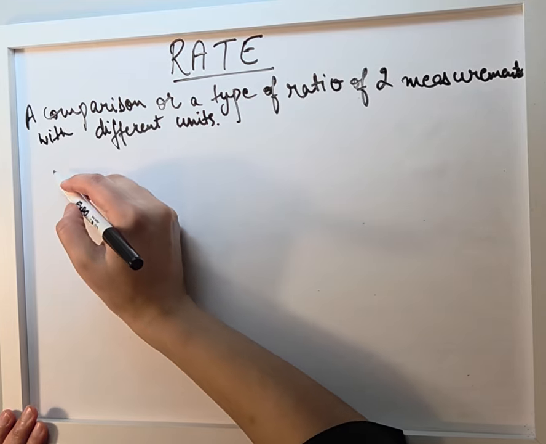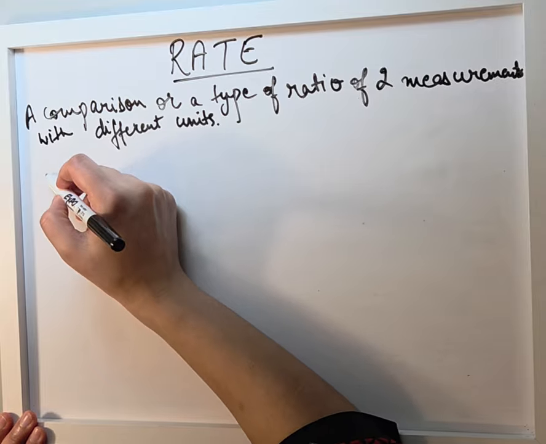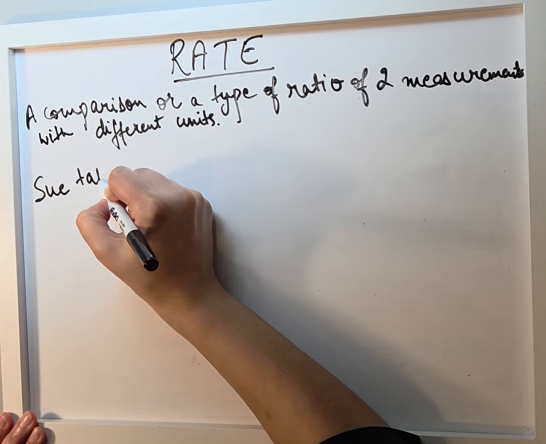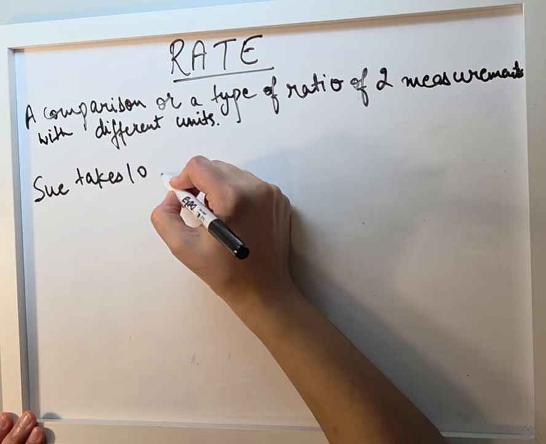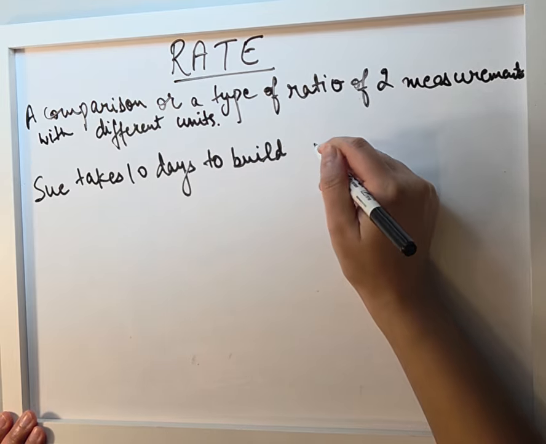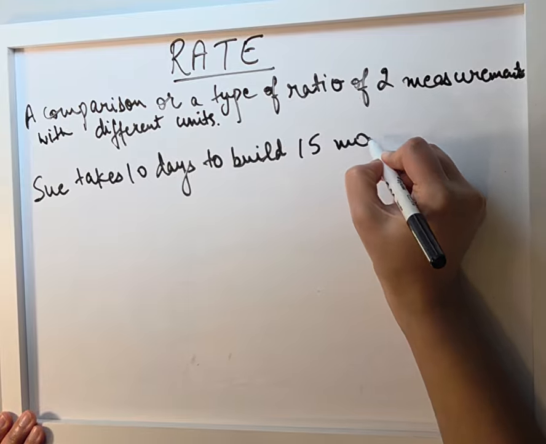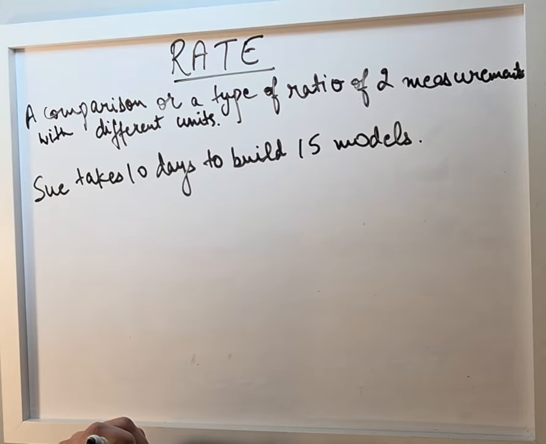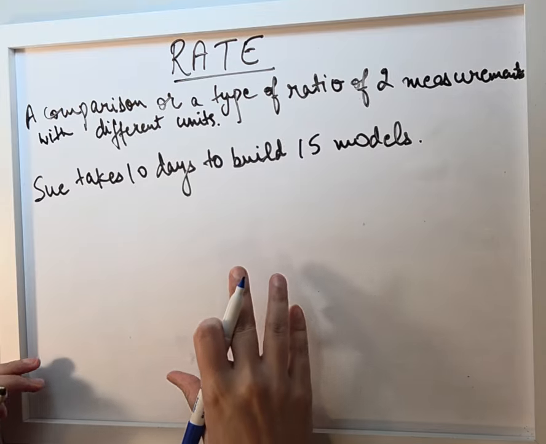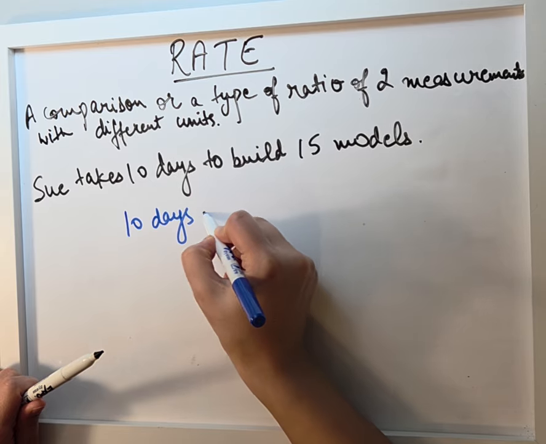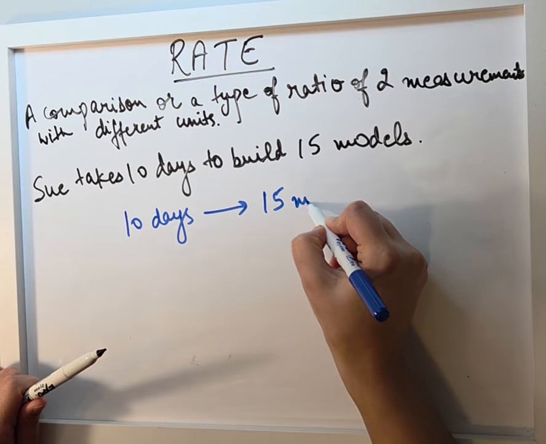So now what does this mean? Let's take an example. Say Sue takes 10 days to build 15 models. When we are talking about rate, it's usually a unit rate. So what does a unit rate mean? It takes 10 days to build 15 models.